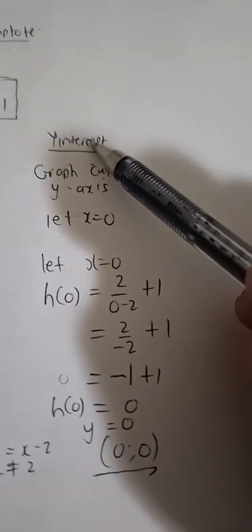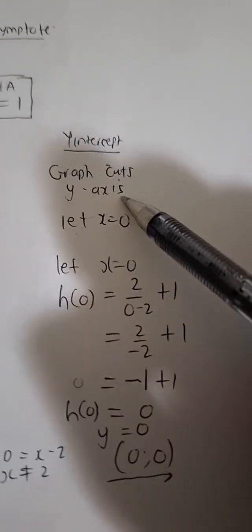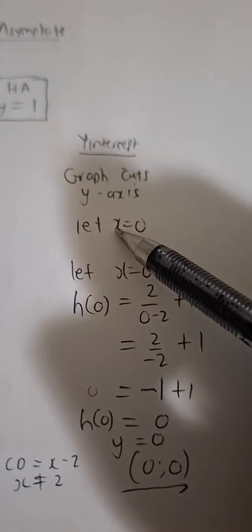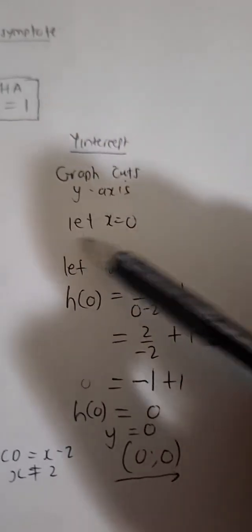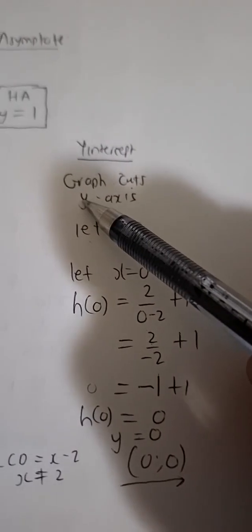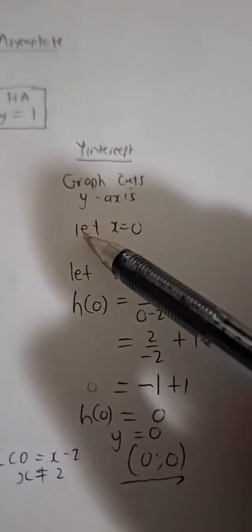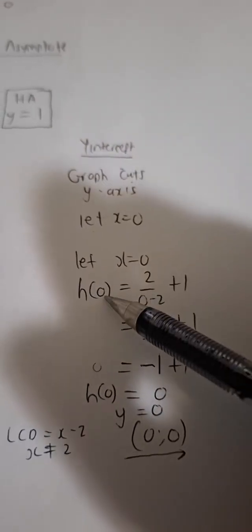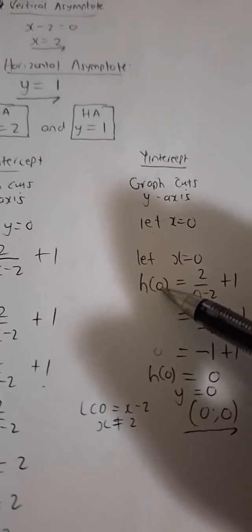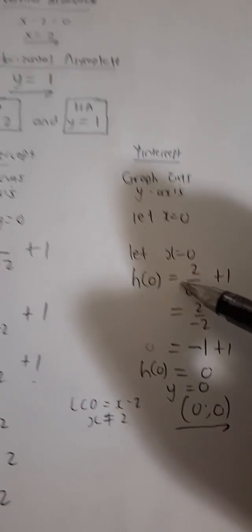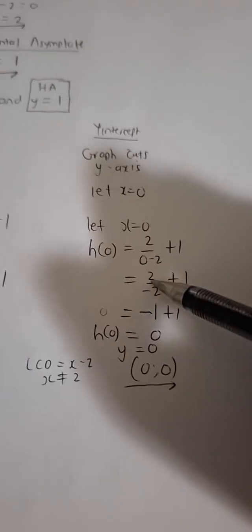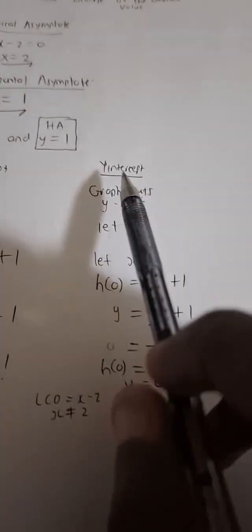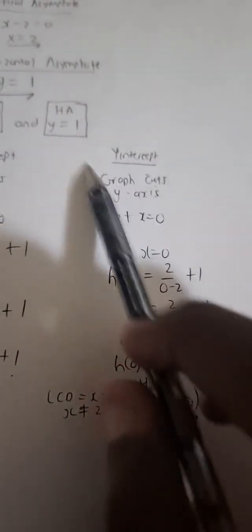What is the y-intercept? It's where the graph cuts the y-axis. There we let what? We let x be equal to 0 on the y-axis. Everywhere along the y-axis, x is equal to what? To 0. So we go ahead and we substitute 0 in the place of x. Then we solve. What are we solving for? For y, because we want the y-intercept.